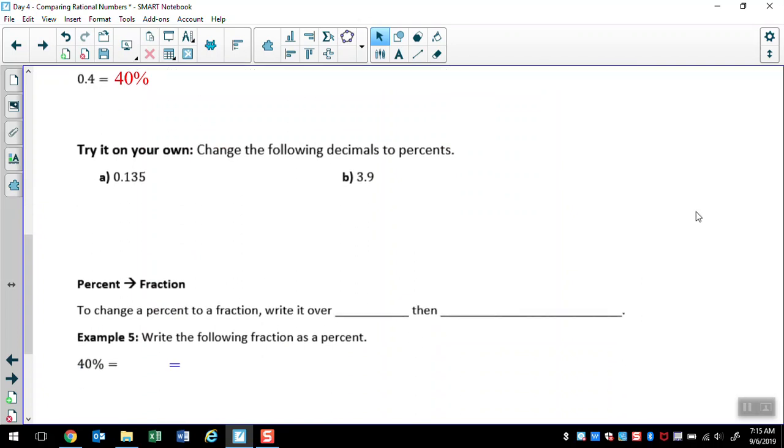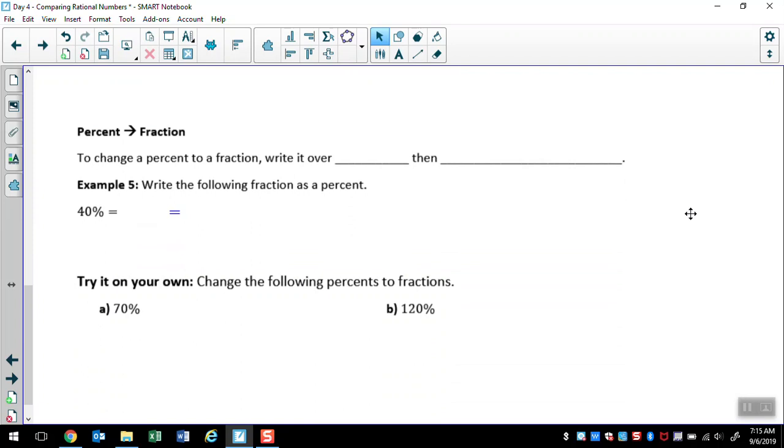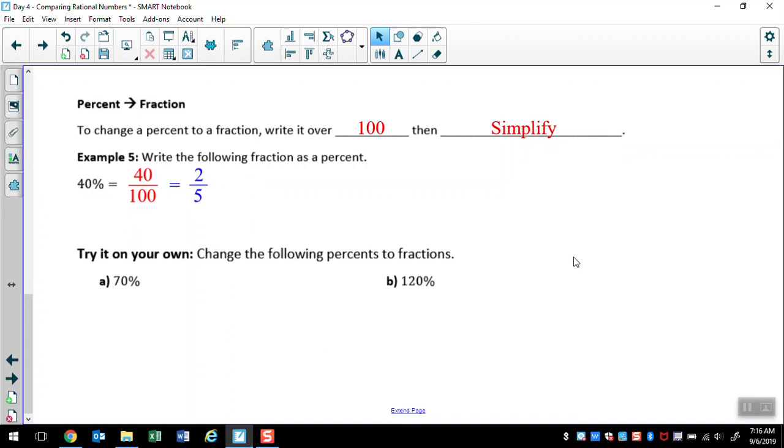Okay, let's try converting percents to fractions. To change a percent to a fraction, we're going to write it over 100. All percents are out of 100. So we just write that percentage over 100, and then we simplify. If we want to write 40%, we're going to write 40 over 100. And then we simplify. I can divide them both by 20. And that gives me the fraction 2/5. Okay, go ahead and try the next two on your own.